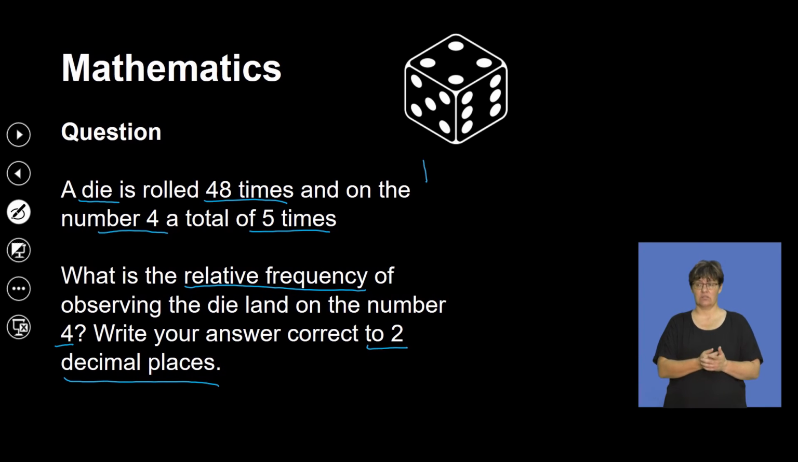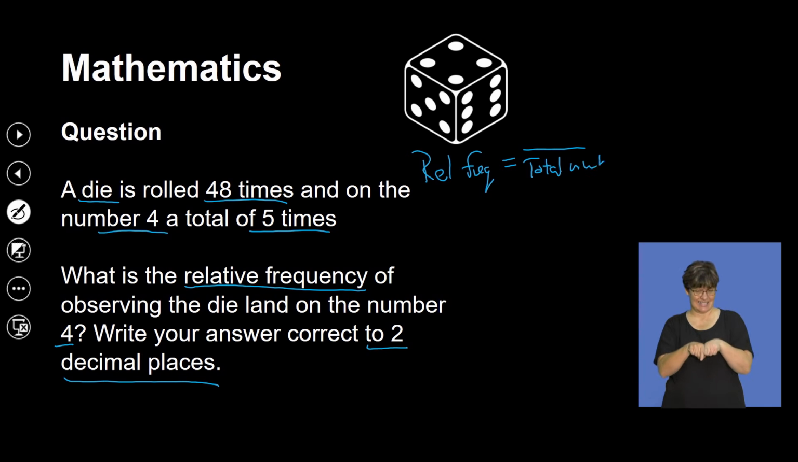So if we say relative frequency is going to be the total number of trials, and we're going to divide that by the number of outcomes. So the number of times that it got to 4. Because that's what we're really wanting.